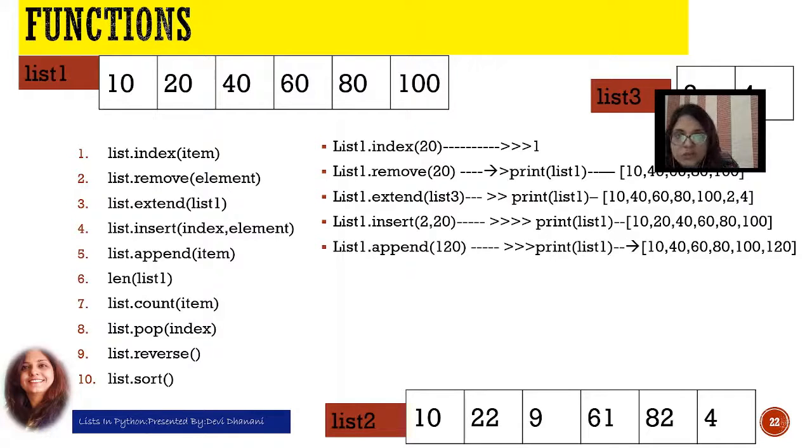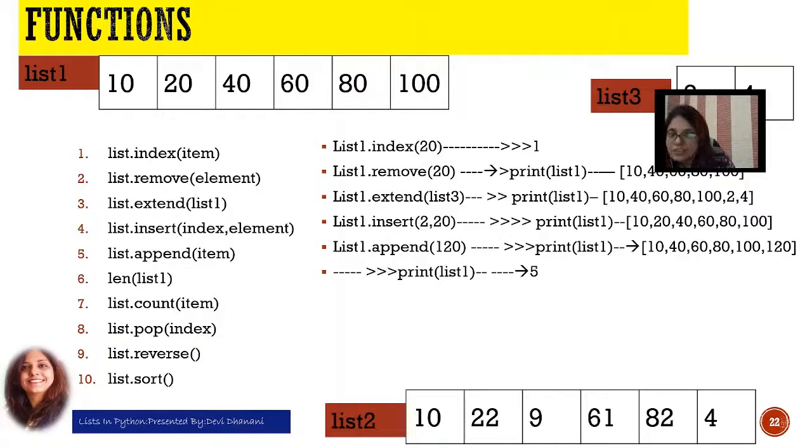In case I wish to add only one element towards the end of the list, I can use the function called append. Herein, I have taken list 1, used the append function, and passed one element to it. Finally, when I try to print, you will see that 120 is added to the list.